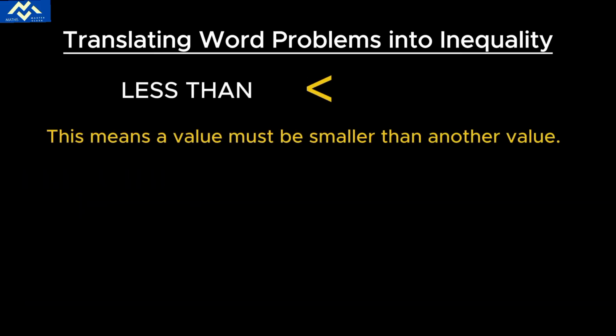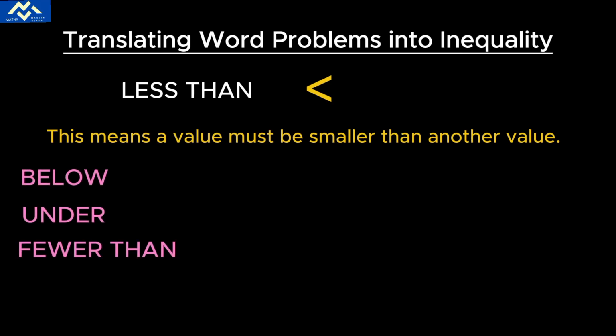Next we have less than. The symbol less than means the value must be smaller than another value, but it cannot be exactly equal to that value. The following also represent less than. Below. Under. Fewer than. Lower than. They all have the same meaning as less than. They simply mean the value must be smaller, and not equal to the boundary value.